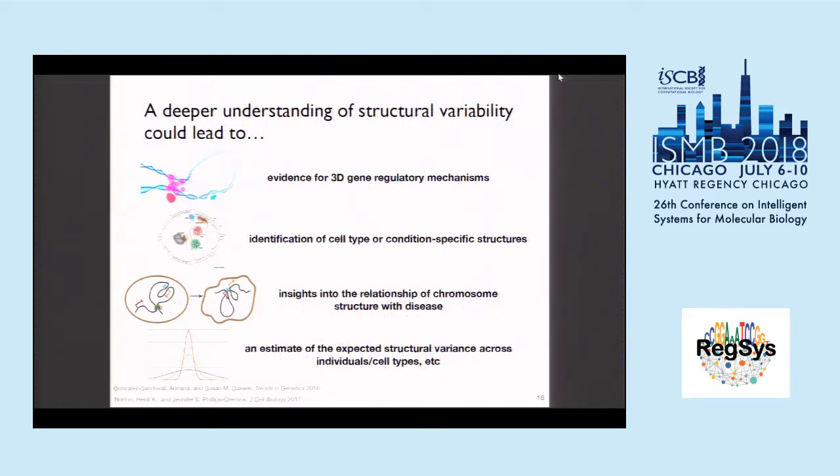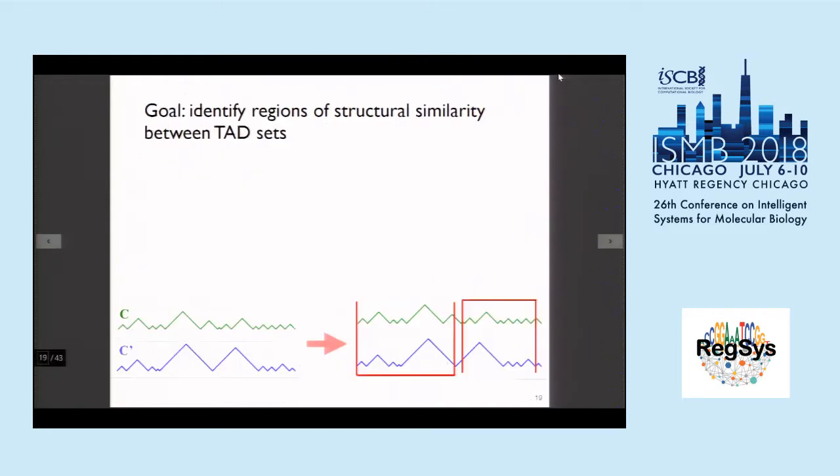So when you get a new Hi-C map and you say that the structure looks really weird, you can tell if it's a true outlier or if it fits within the expected variance of the distribution. So our goal here is to identify regions of structural similarity between two TAD sets.